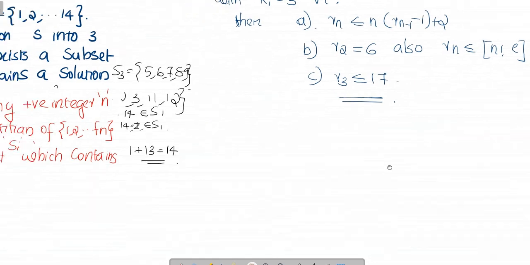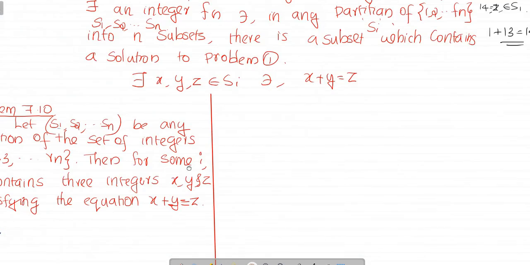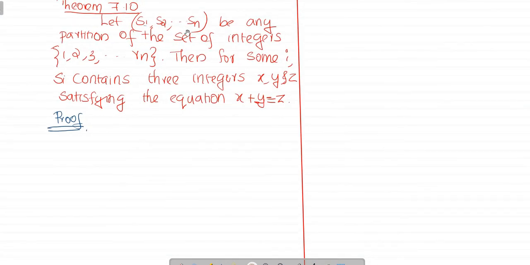Next, move on to the theorem. The theorem says: let S1, S2, etc., Sn be any partition of the set of integers 1, 2, 3, etc., up to Rn, where Rn means the Ramsey number. Then R2.